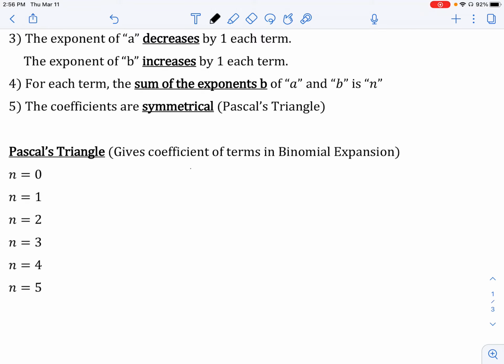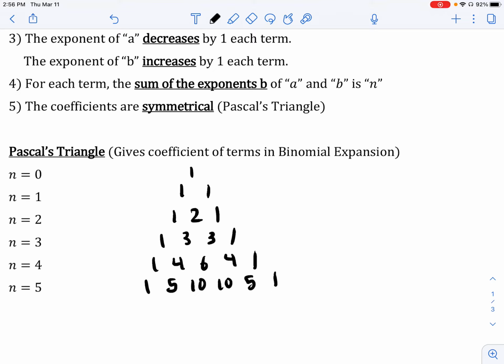And Pascal's triangle, if you remember from your earlier math days, is effectively a mathematical pattern where every term that's generated is simply the sum of the terms or the values diagonally above it. So for example, this 5 here would be the sum of 1 and 4. This 4 here would be the sum of 1 and 3. So we can actually find all of the coefficients of our binomial expansion just by using Pascal's triangle.